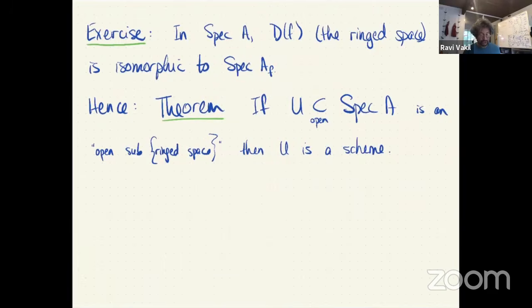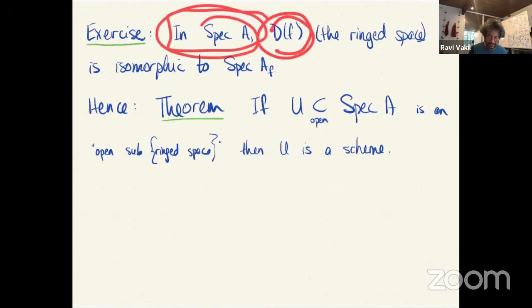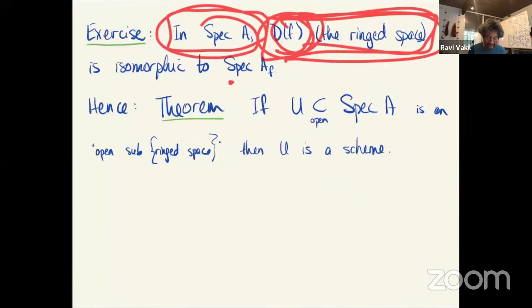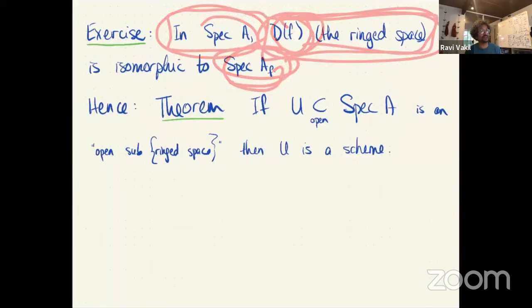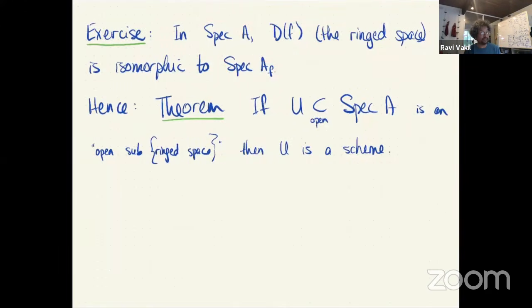Okay, great. So one important thing to check, which is trivial once you write down what it is you have to prove: if you take in Spec A a distinguished open set, and it's a ring space, then this ring space is isomorphic to Spec of A sub f. In other words, the distinguished open set is in fact affine, and it's Spec of this thing.